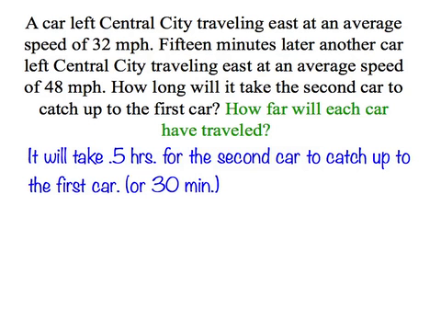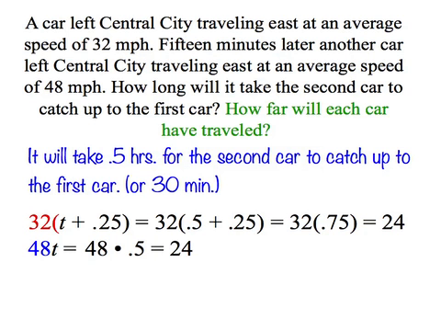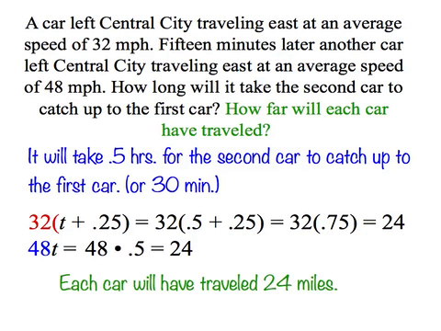Then we look at our expressions for the rate times the time of each car, and we got that off of our original notes. And now we plug in 0.5 for t. So for the first car, it's 32 times the quantity 0.5 plus 0.25, which is 32 times 0.75, which is 24. And for the second car, it's a little quicker. 48 times 0.5 is 24. They check out, they're equal, and each car has traveled 24 miles.